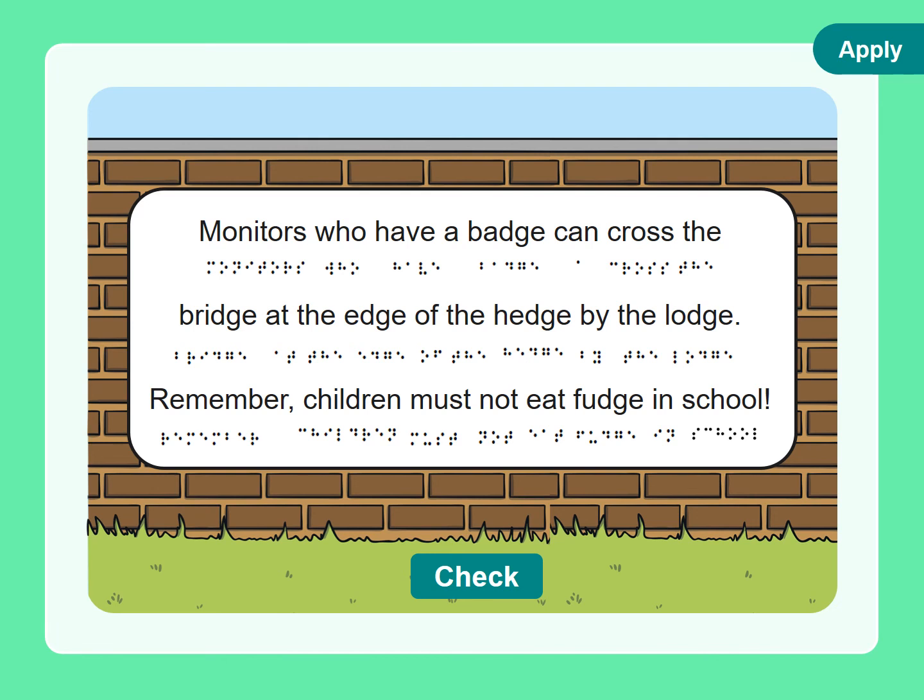Monitors who have a badge can cross the bridge at the edge of the hedge by the lodge. Remember, children must not eat fudge in school. How many DGE words could you find? Let's check. Six.